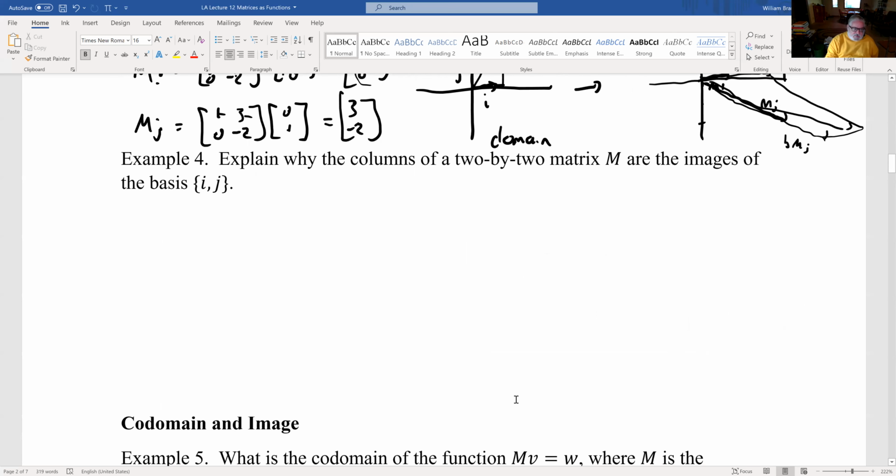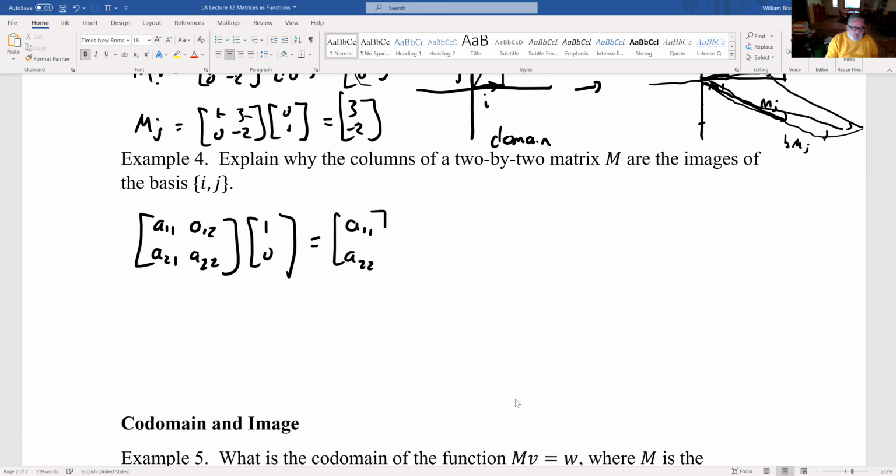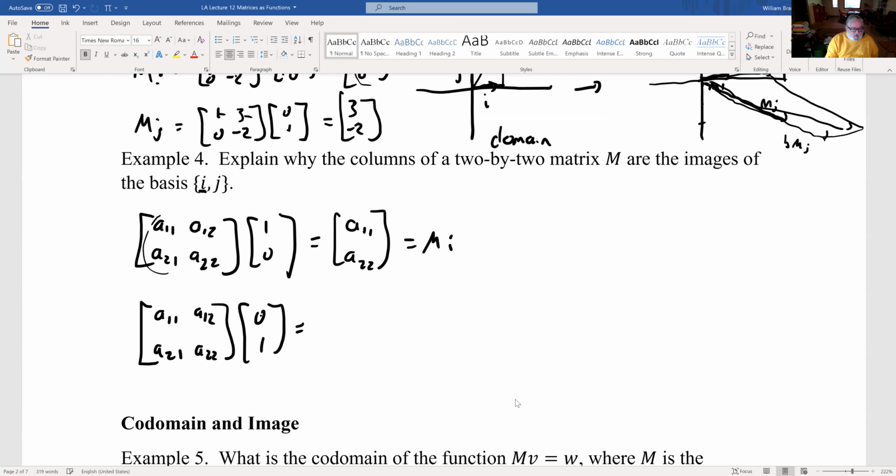So if we think about a 2 by 2 matrix with any kind of numbers, what's that times (1, 0)? Well, a11 times 1 plus a12 times 0 is a11. a21 times 1 plus a22 times 0 is a21. So the first column is where i gets mapped to. If this is our matrix M, multiply this out, you get a11 times 0, a12 times 1 is a12, a21 times 0, a22 times 1. That's M times j. So that's the second column. So the two columns tell us where i and j go.